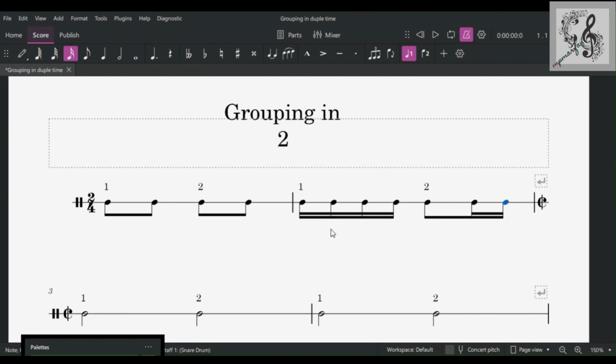It makes it much easier for a musician to feel where to fit this, because 2 feels different to 1. 1, 2, 1, 2. 1 and 2 and 1. Once you divide it, the 2 feels different. So this is do, de, do, de, do, da, de, do, da-ta.